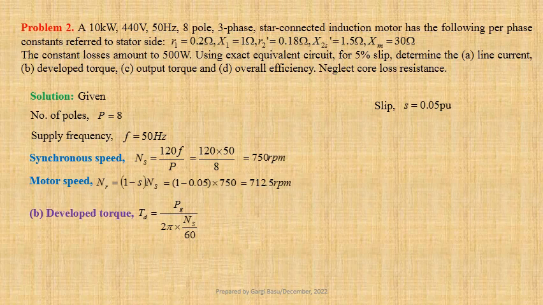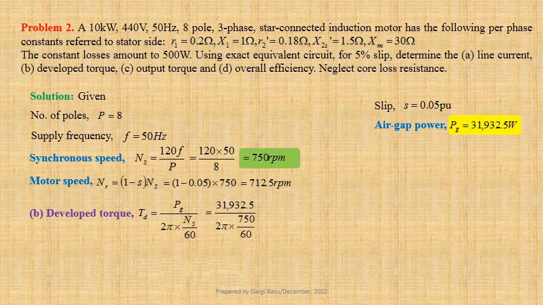We have computed air gap power Pg equals 31,932.5 watt. Therefore, Td equals 31,932.5 divided by 2 pi into 750 by 60, which is approximately equal to 406.6 Newton meter. Expression for output torque TSH equals PO divided by 2 pi into Nr by 60.